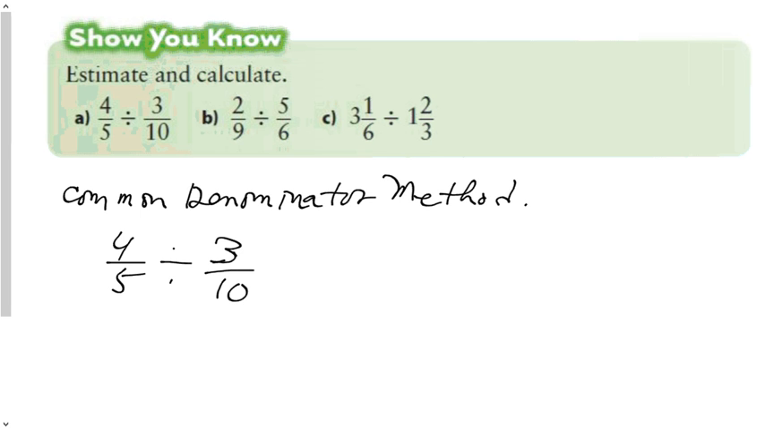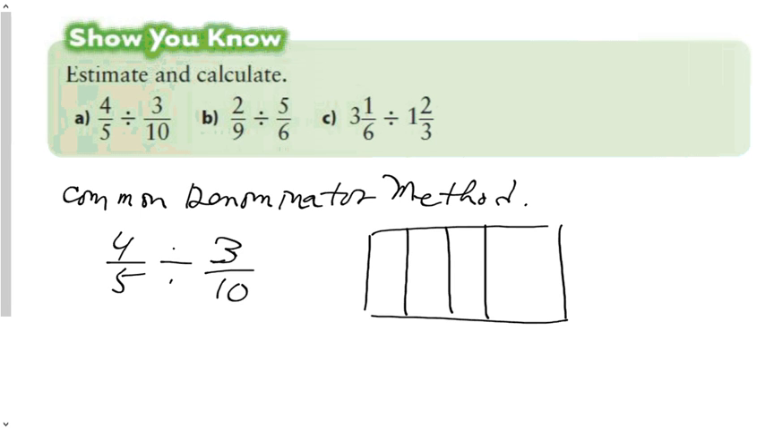So if I think about this picture, what I have is 4/5 of something, and we can think of it as a chocolate bar or a pizza or whatever you want. And I'll highlight 4/5. If I have 4/5 of something, and I want to divide it into groups of 3/10 each, how many groups could I make? Well, in order to do that, I need to cut these into tenths. So I'm going to cut these fifths. What used to be 4/5, I'm now going to make 8/10.